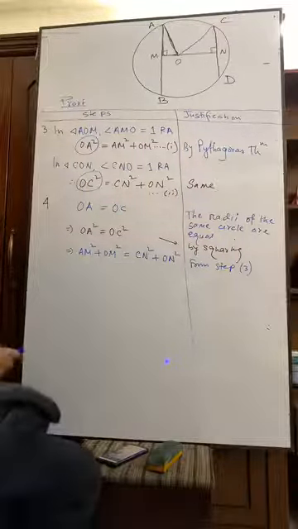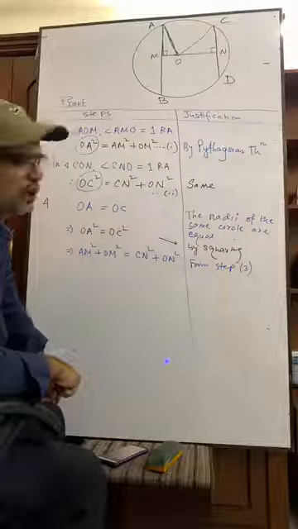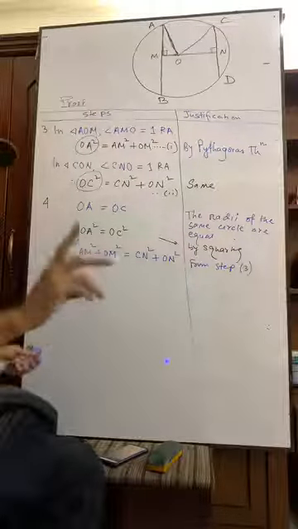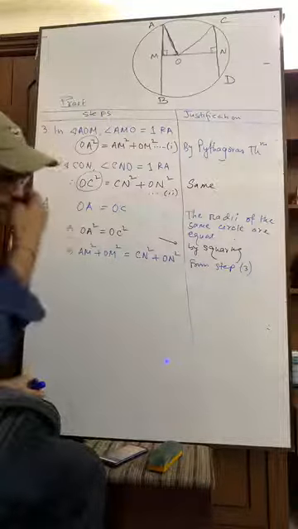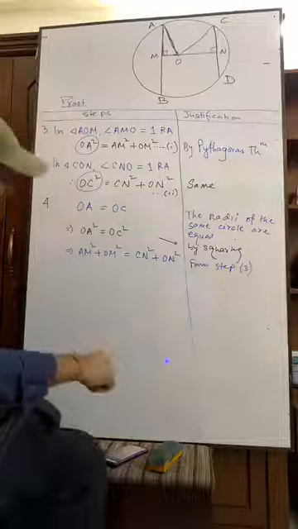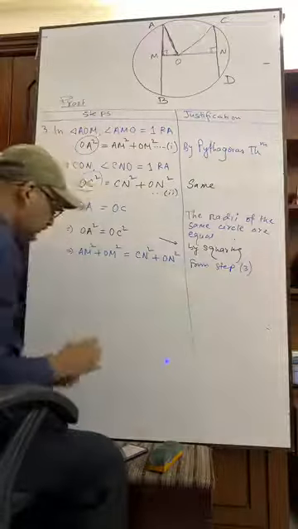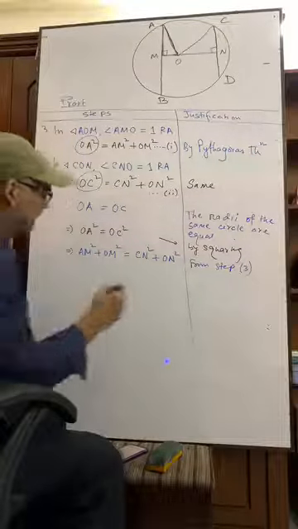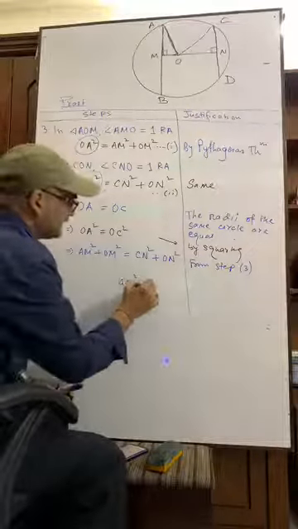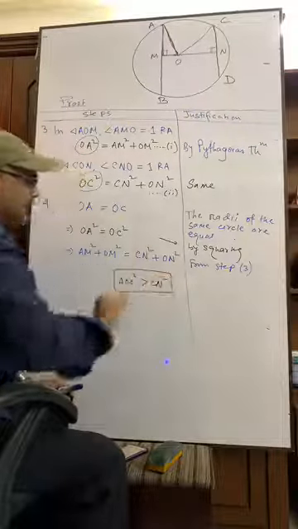Now, can you remember what was written at the end of step 2? Please, it is high time to understand. At the end of step 2, it was written that AM square is greater than CN square, right?